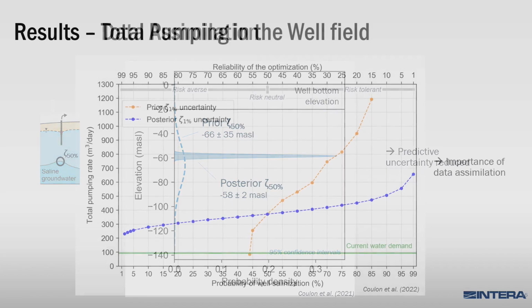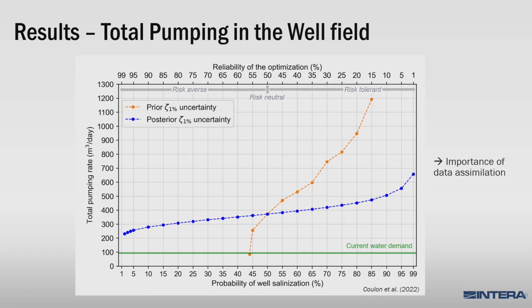And as a result, here I'm showing the same figure as before, but I added here in orange the trade-off curve that we would have attained if we had prior predictive uncertainties. So if we didn't conduct data assimilation. So we see that conducting data assimilation was really important for the management optimization under uncertainty because it changed the shape of that trade-off curve a lot.